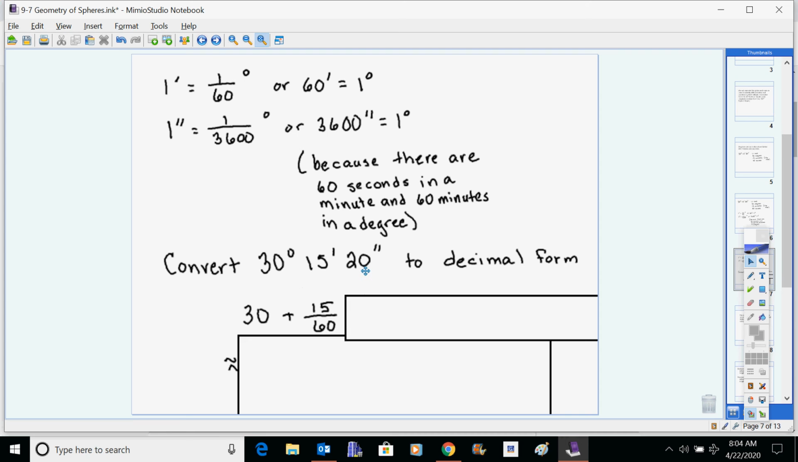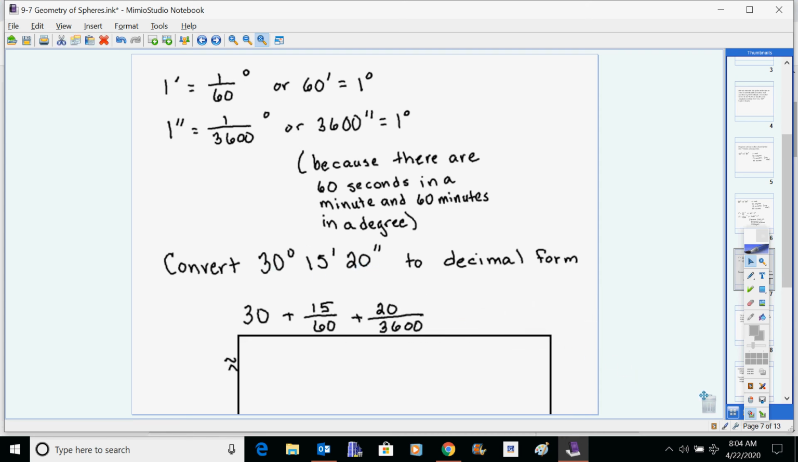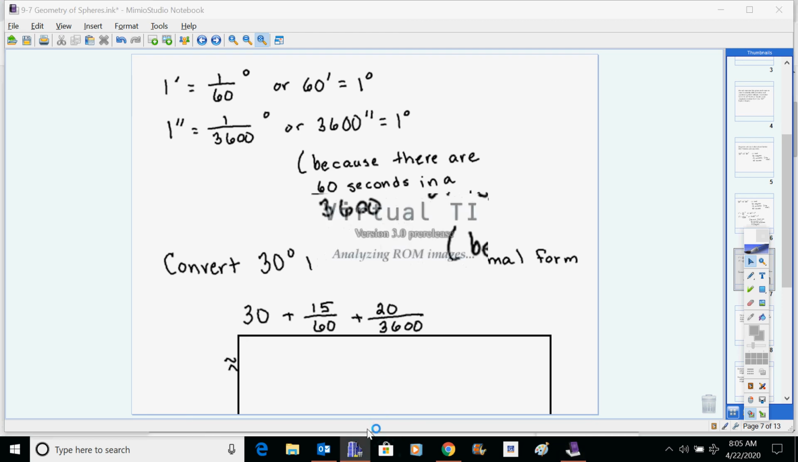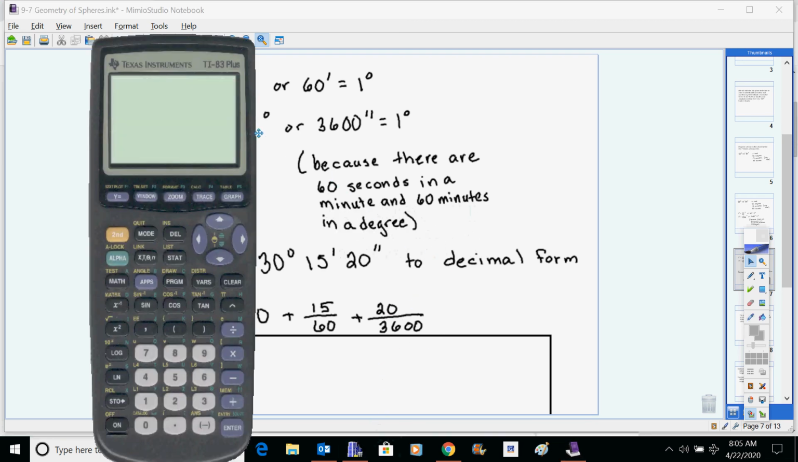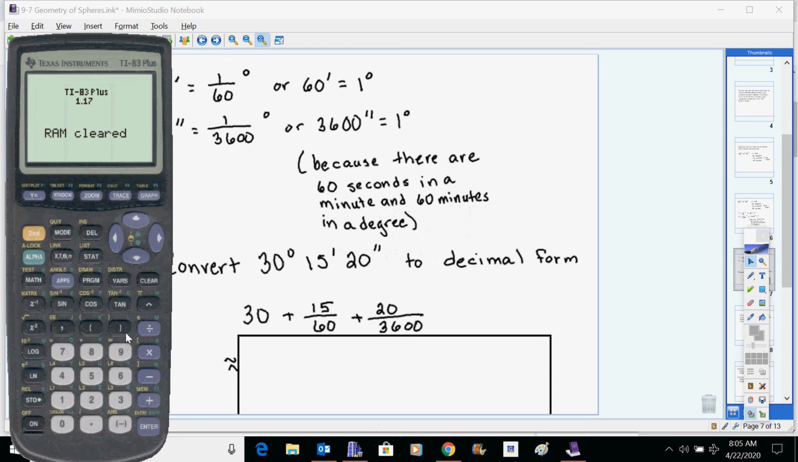And since there are 3,600 seconds in a degree, this is 20/3600ths. So when you are simplifying this down, you're breaking it into its 3 pieces: the whole number part, the fraction of 60, and the fraction of 3,600. And then you'll let your calculator do the work for you. And you can do this in 3 parts, even with your basic calculator.